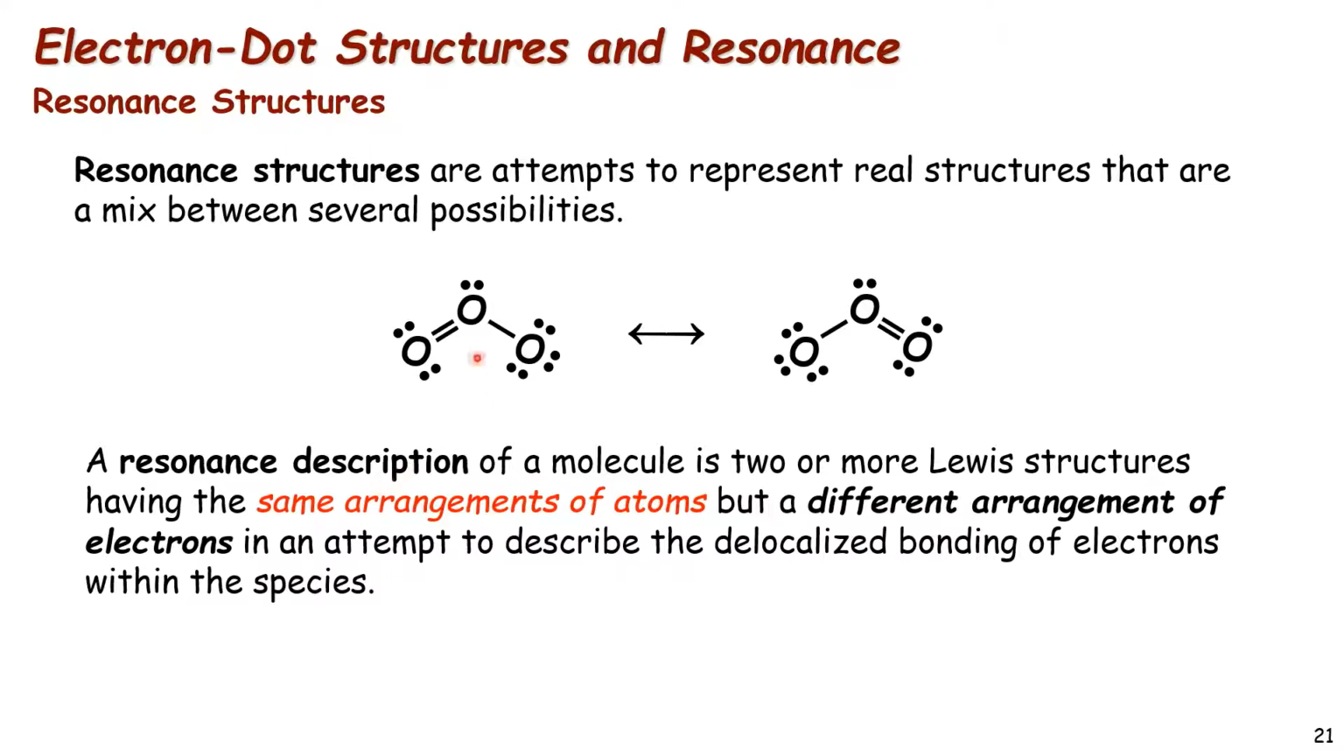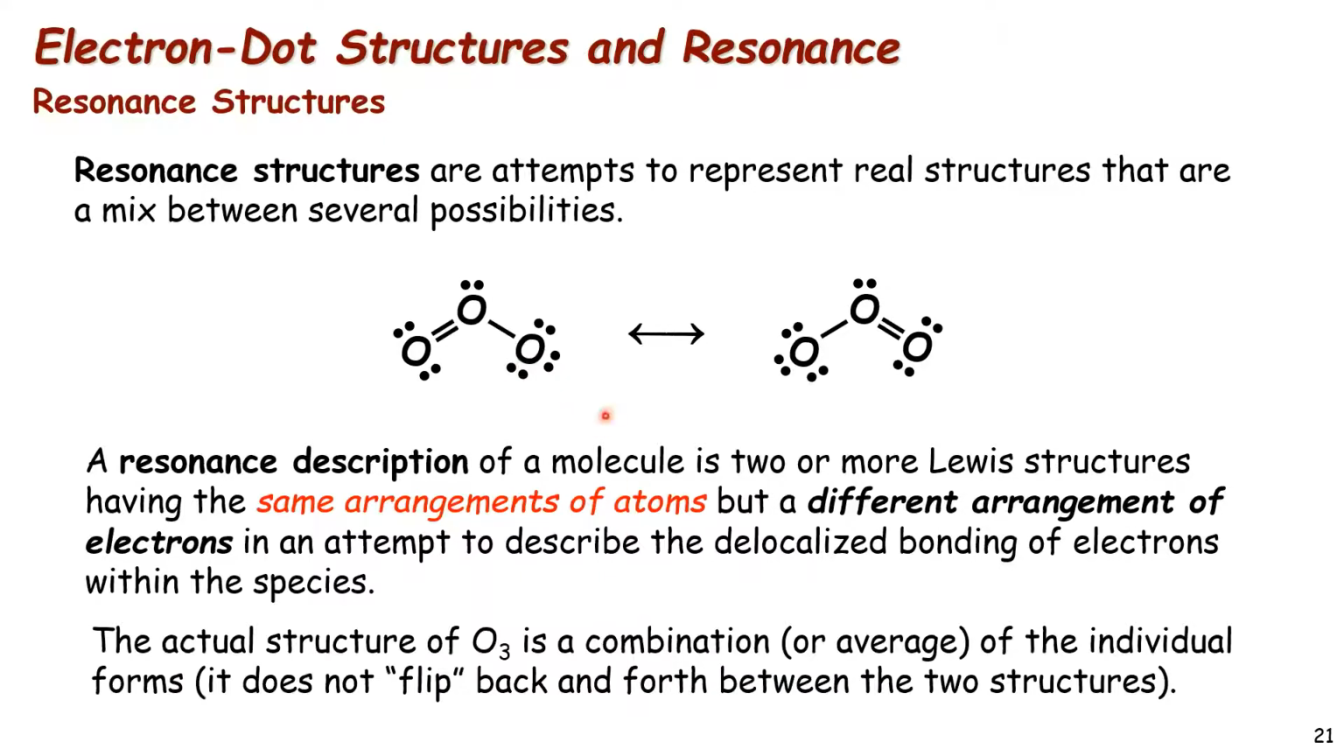Now, keep in mind, for resonance structures, the atoms don't move. You always start with exactly the same skeleton structure. The atoms do not move. Only the electrons move. Okay? So there will be a different arrangement of electrons, but the atoms themselves will have the exact same arrangement. They do not move. Now, this structure doesn't flip between these two structures. It's actually the average of these two structures. Okay, so it's going to be the average. Keep that in mind as well.